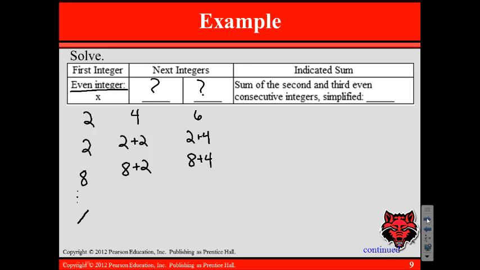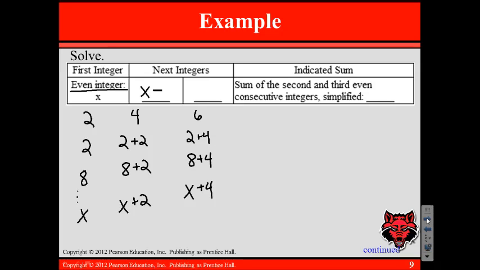Instead, let's put an x in place of our 2 and in place of our 8. To get from x to the next even integer, we would add 2 more. And that's true all the time. If you have an even number and you add 2, it gives you the next even number. Well, if we get to the next even number, we would add 2 more, and 2 plus 2 is 4, so x plus 4.